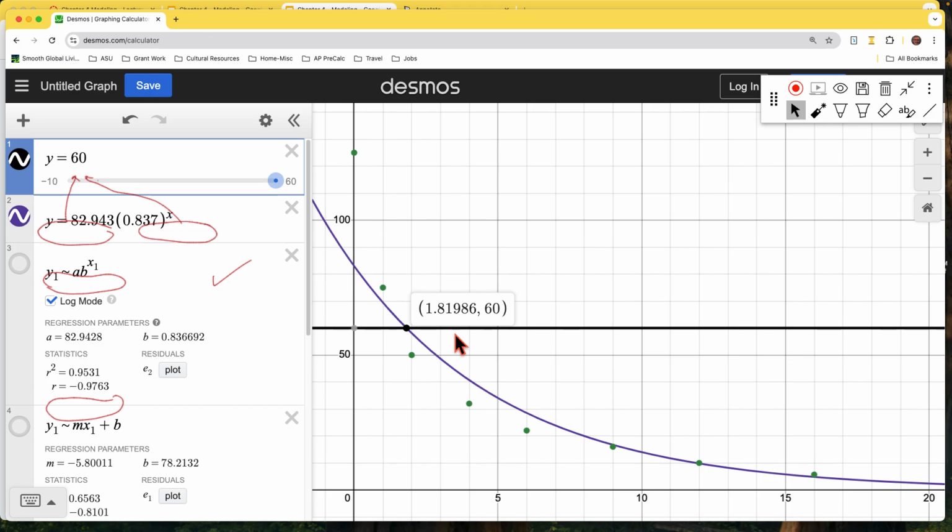So they'll ask you to find the equation. We did that with Desmos. And then for some of the questions, they'll ask you, when x is this, what is y? Some of the questions, when y is this, what is x? Okay. So we're either putting in x equals, which gives us a vertical line, or y equals, which gives us a horizontal line, and we're looking where it intersects the regression curve.